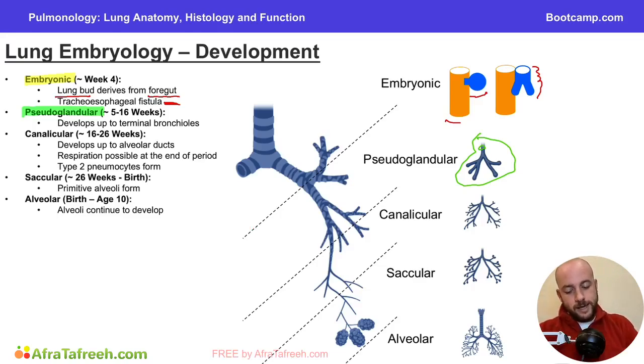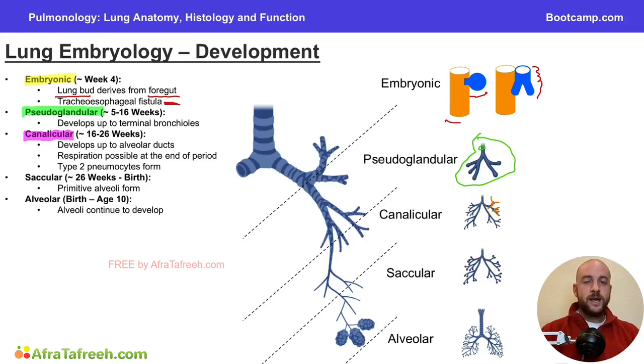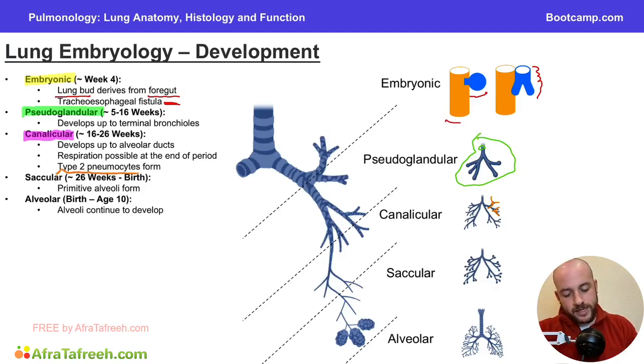Next, we have the canalicular phase, which occurs from week 16 up to week 26. And it's called the canalicular phase because now we're developing all of these structures called alveolar ducts, and it kind of forms all these little canals within the respiratory system. So we're going to develop the alveolar ducts, and recall that right before the alveolar ducts are the respiratory bronchioles. And so now we have some gas exchanging surface, and so respiration is possible at this stage. And we also have the formation of the type 2 pneumocytes at this stage.